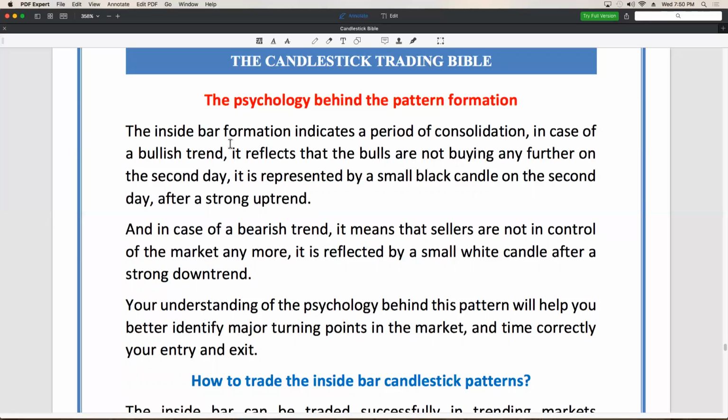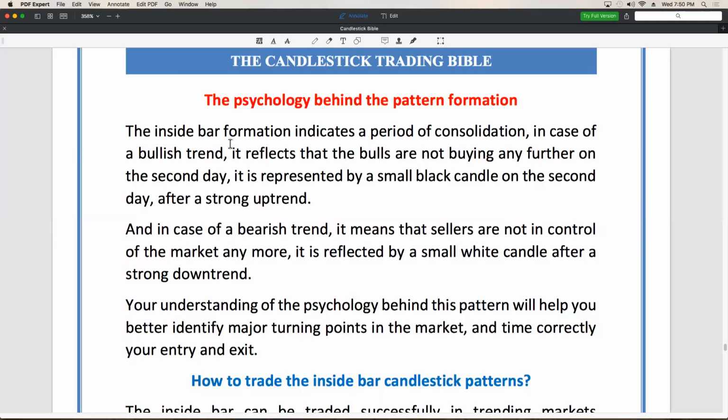So the inside, the doji formation indicates a period of consolidation. In case of a bullish trend going up, that little doji reflects that the bulls are not going up anymore and they're not buying anymore. And on the second day, it represents a small black candle. Oh, that's the doji, I'm sorry. It represents a small black doji on the second day after that strong uptrend.